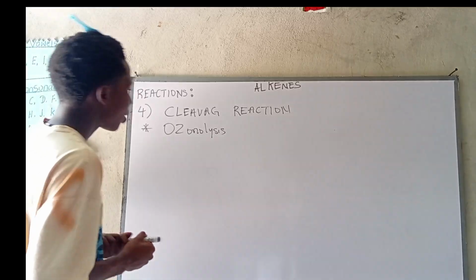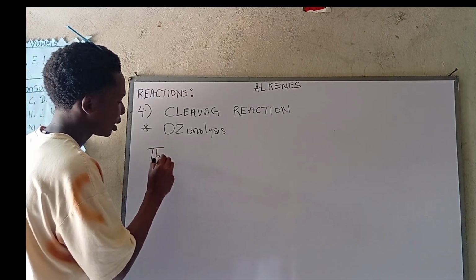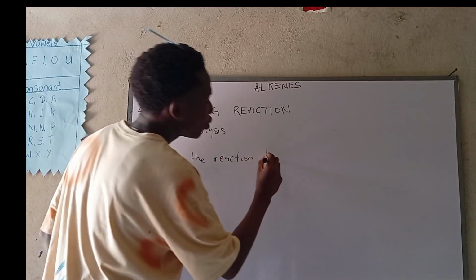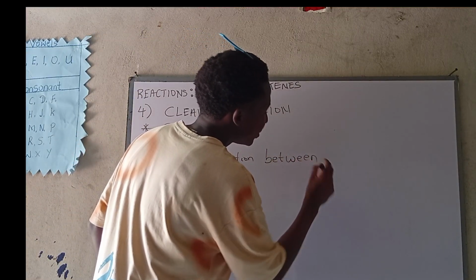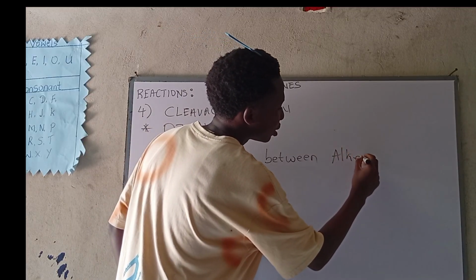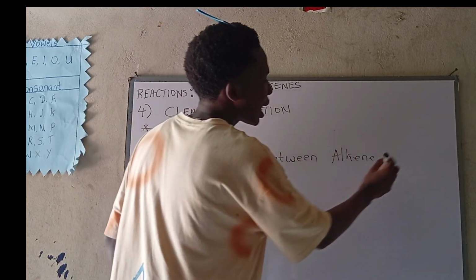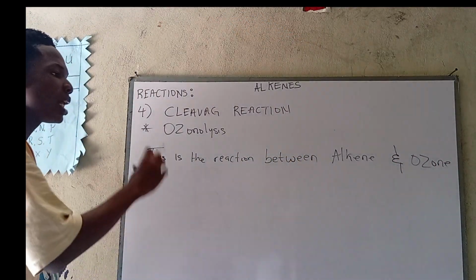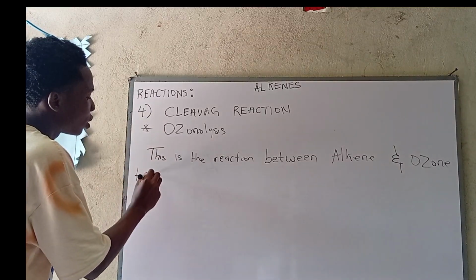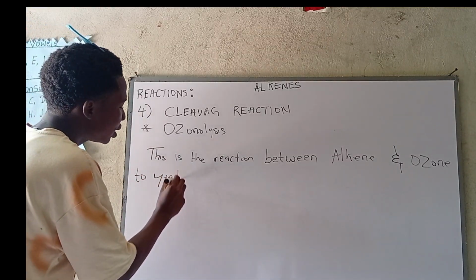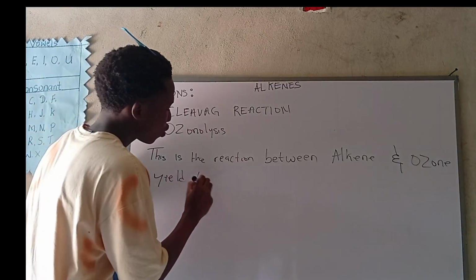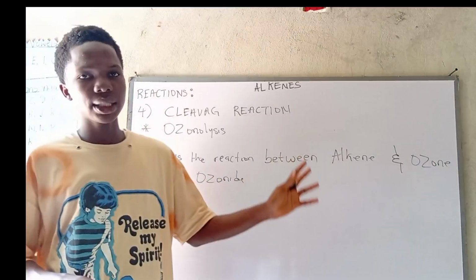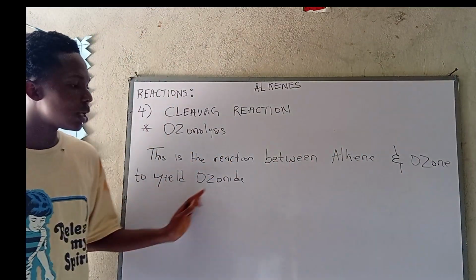Now I'm going to give you a definition. Please write it down. Ozonolysis is the reaction between what and what? Obviously, between an alkene and ozone, to yield what? Ozonide. So this is the reaction between alkenes and ozone to yield an ozonide.